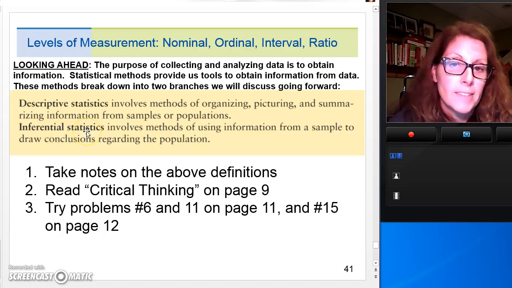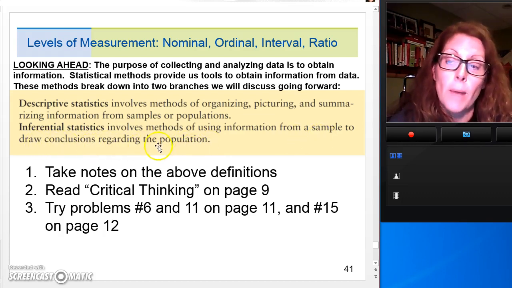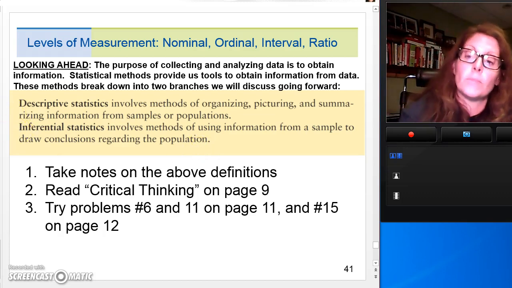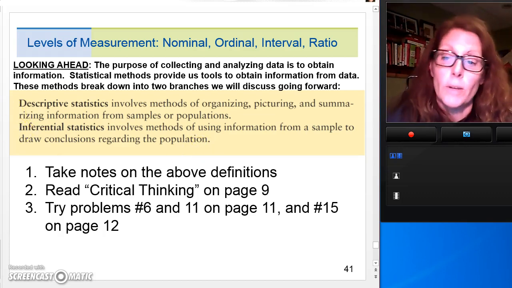Whereas inferential statistics, now we're looking specifically at information from a sample, but we're going to use that information from the sample to reach some conclusions about the entire population. So we just want to get that into our notebooks now because we'll be referring to that going forward.